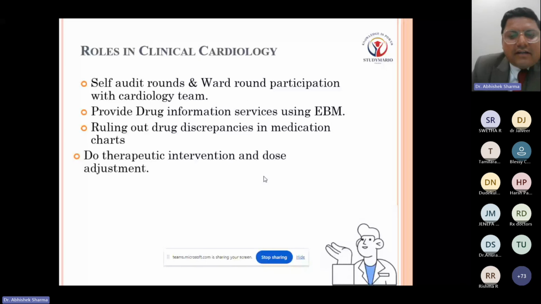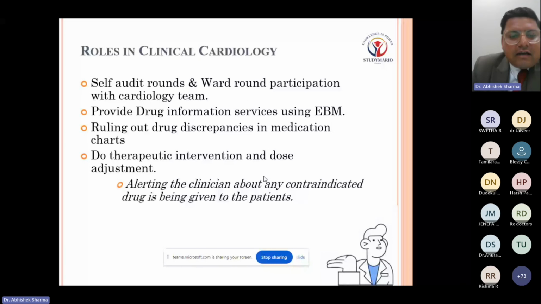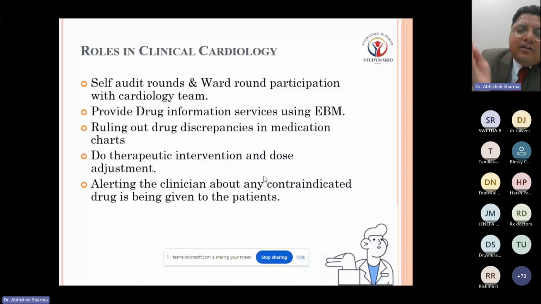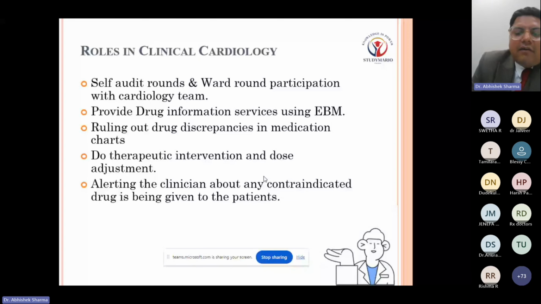And do therapeutic interventions and dose adjustment. That would be your part. Alerting the clinician about any contraindicated drug being given to the patient. So what you can do, you can make a list of contraindicated drugs at your hospital, because similar hospitals often encounter similar types of disease patients. There was one drug which was contraindicated in many things.